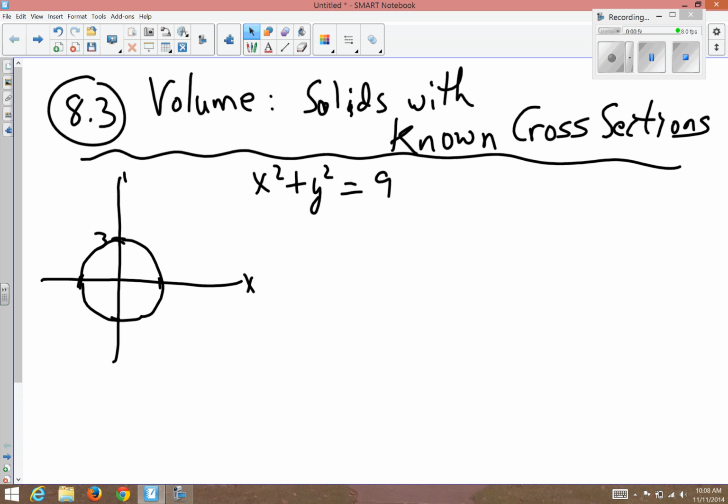So the problem says this circle is the base of a solid. It's the bottom of the solid. So all you see here is the bottom of the solid. Cross sections parallel to the y-axis are squares.